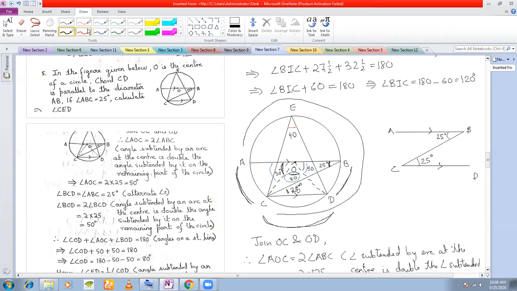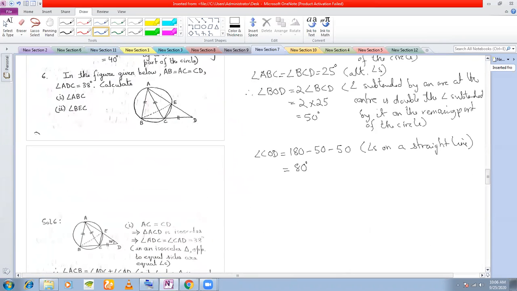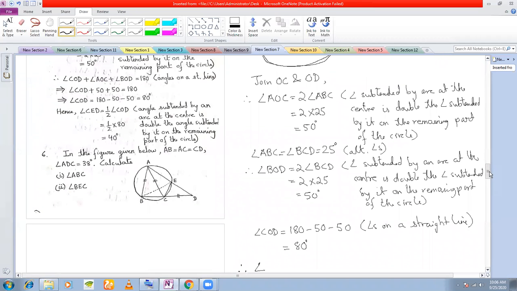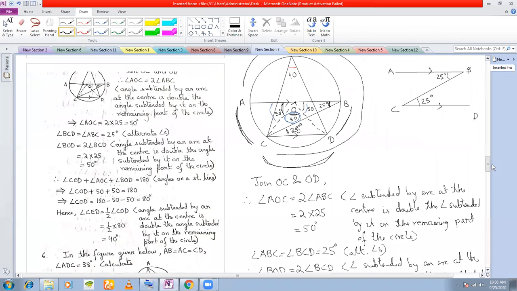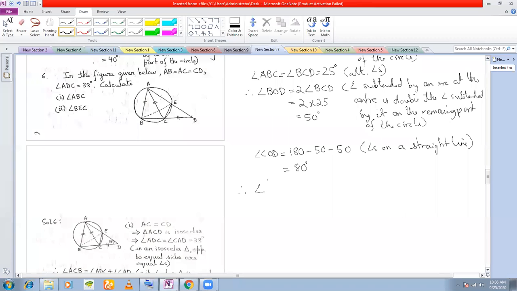If this angle that we have got as 80 degree is the angle subtended by CD at the center, then it should be double the angle subtended at the circumference. So the red angle must be half of 80. Therefore, we write angle CED, the red one, angle CED is equal to half of angle COD.